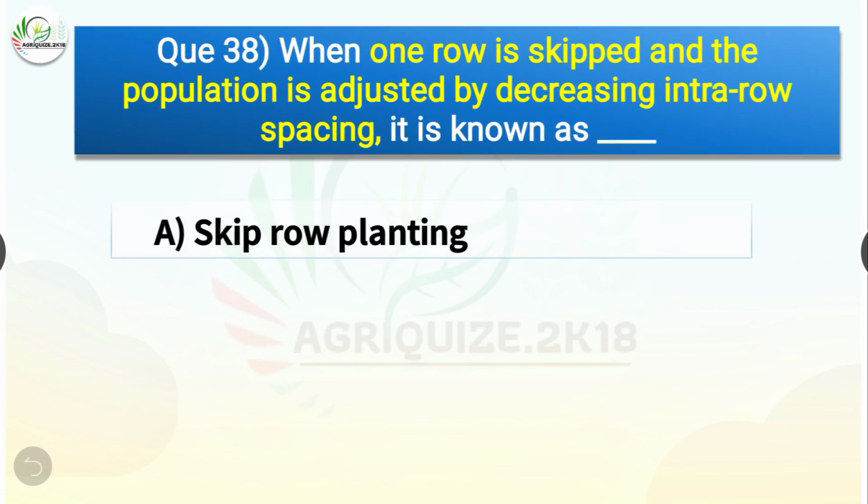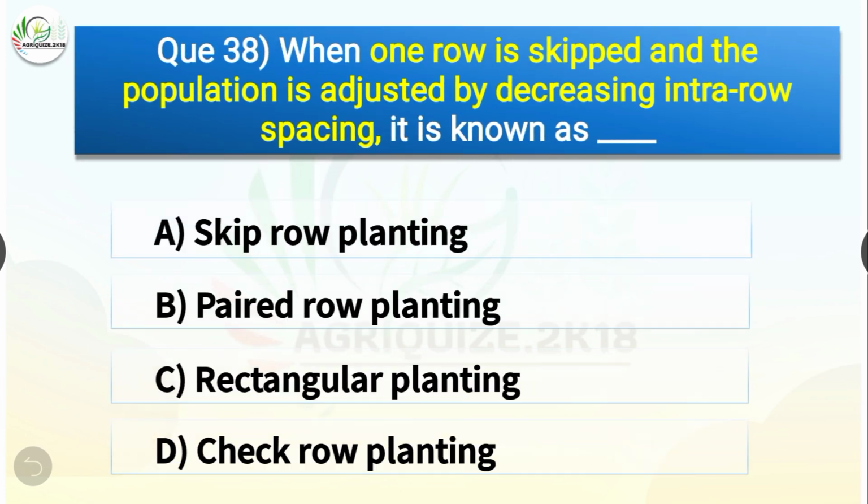When one row is skipped and the population is adjusted by decreasing intra-row spacing, it is known as, the options are skip row planting, paired row planting, rectangular planting or check row planting. The correct answer is option A, skip row planting. So when one row is skipped and the population is adjusted by decreasing intra-row spacing, it is known as skip row planting. Skip row planting involves leaving some rows unplanted.